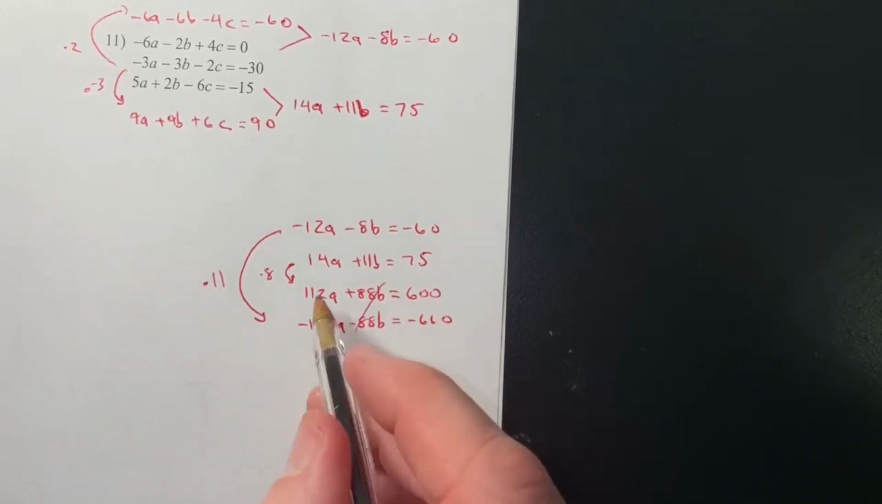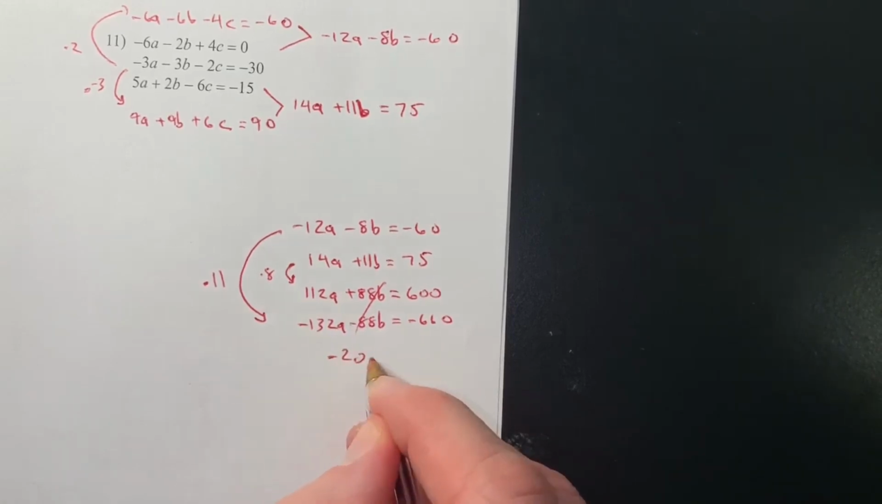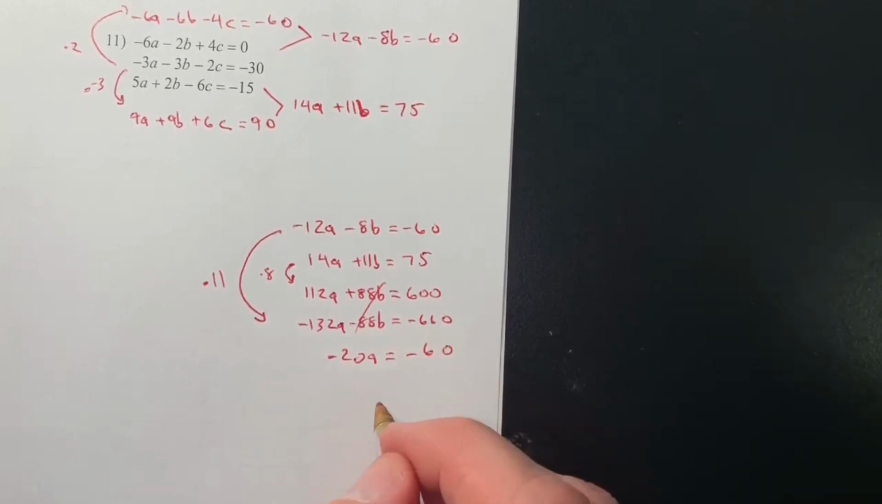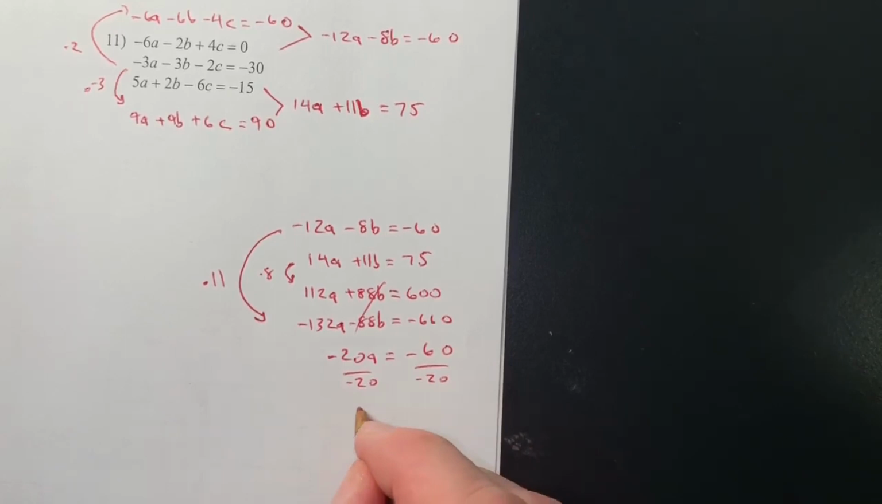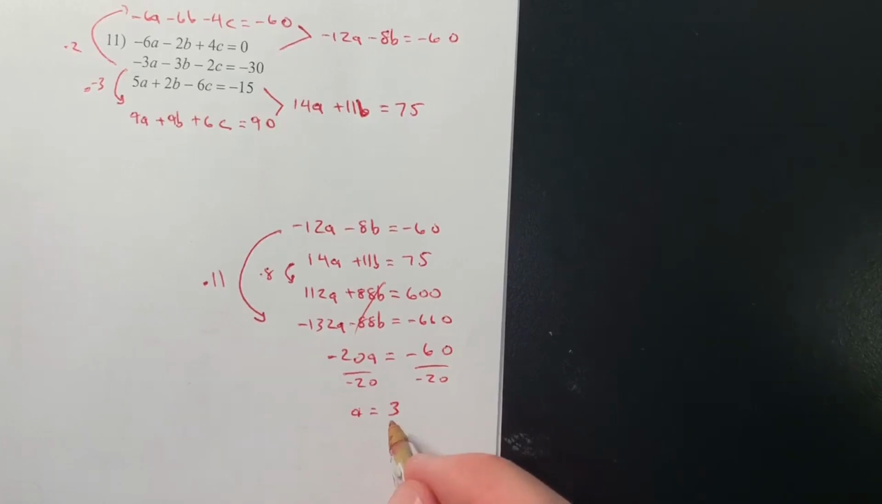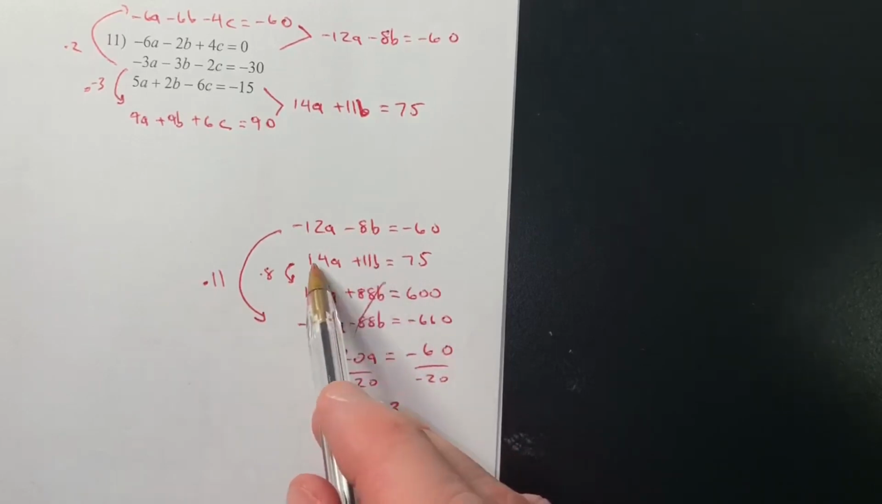So b's cancel. 112a minus 132a is negative 20a. And that equals negative 60. And then I can divide by negative 20. And I get a equals positive 3. So I'm going to take that 3 and plug it into one of these two equations up here. I'll go with this one right here.